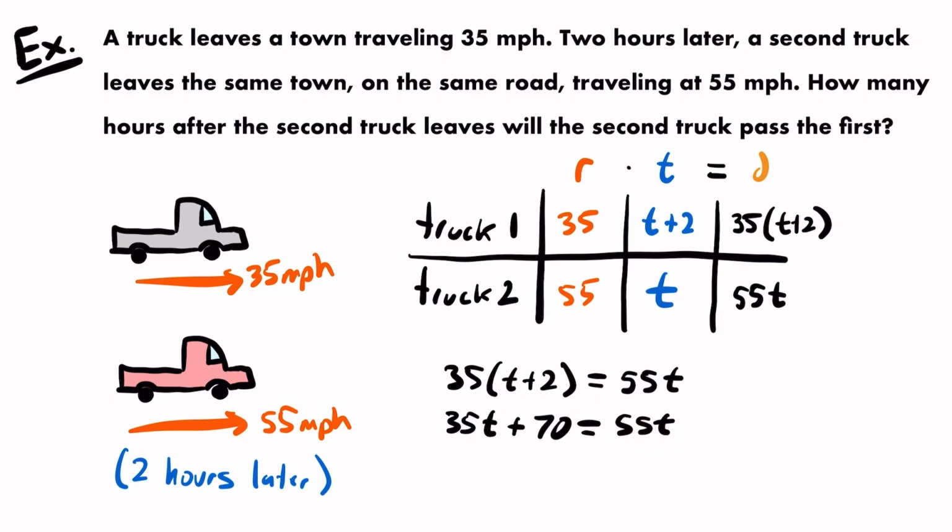So what I'm going to do is subtract one of those terms from both sides of the equation so that we can combine them. And in this case, let's get rid of 35t from this side of the equation. Let's subtract 35t from both sides. If we do that, these will cancel out because 35t minus itself is 0, and you'll just be left with 70 is equal to 55t minus 35t, which is 20t.